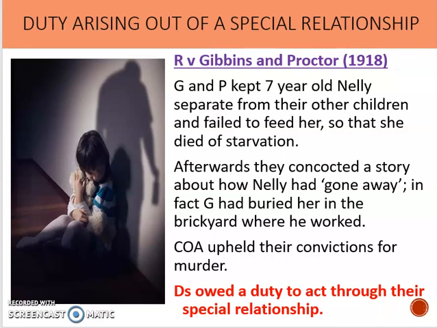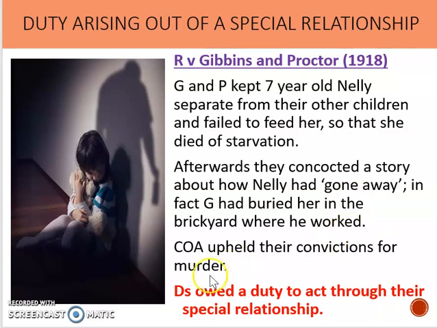And this is a particularly unpleasant case, this. Gibbons and Proctor, we've got two defendants here. They were partners that lived together, had several children, and they lived together in a house. And for some reason, they took a dislike to poor 7-year-old Nellie. And so they locked her in a shed and failed to feed her. And she died of starvation. And afterwards, they told all the other children she'd gone away, when in fact, the dad had buried her in a brickyard where he worked.